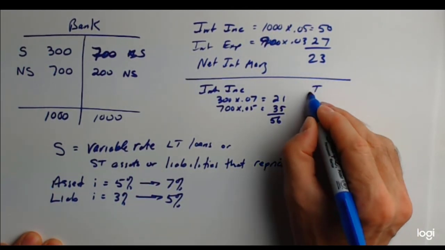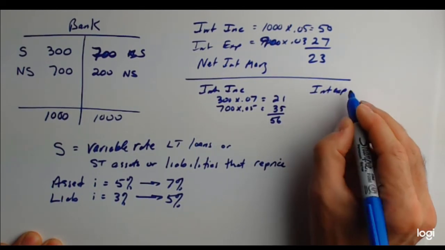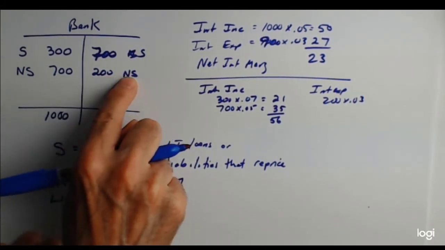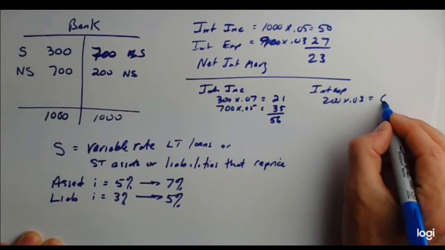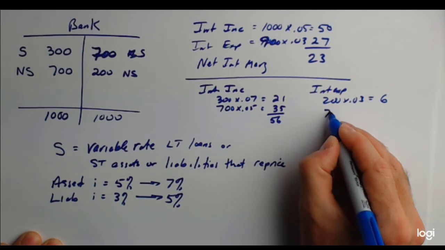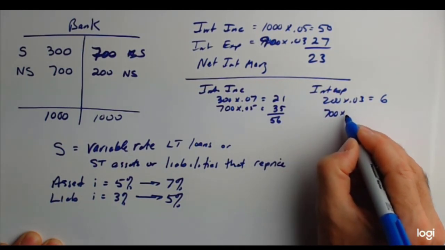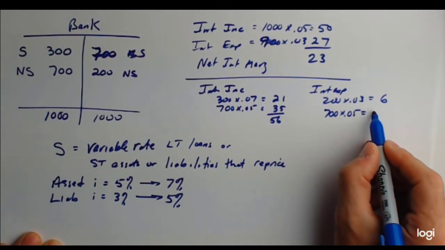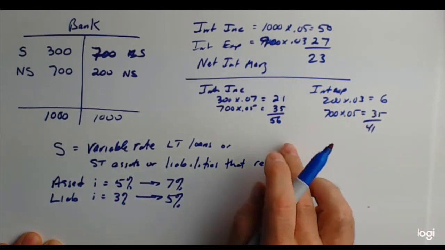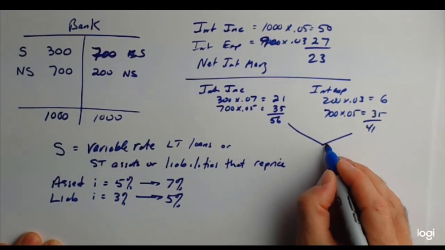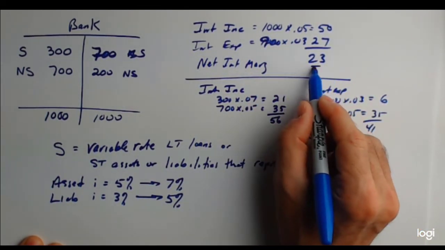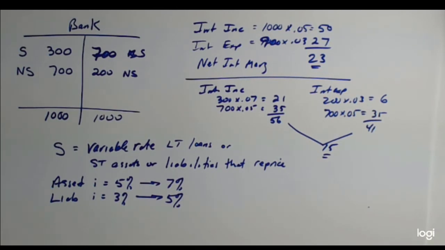And then interest expense is made up of 200 times 0.03, the non-sensitive, the insensitive stuff here. That's 6. And then 700 times 0.05, because that's sensitive, so it went up 200 basis points. And this is 35, and that's 41. The difference here is 15. There's about a one-third drop in spread. So spread went from 23 to 15 in this situation when interest rates rose.